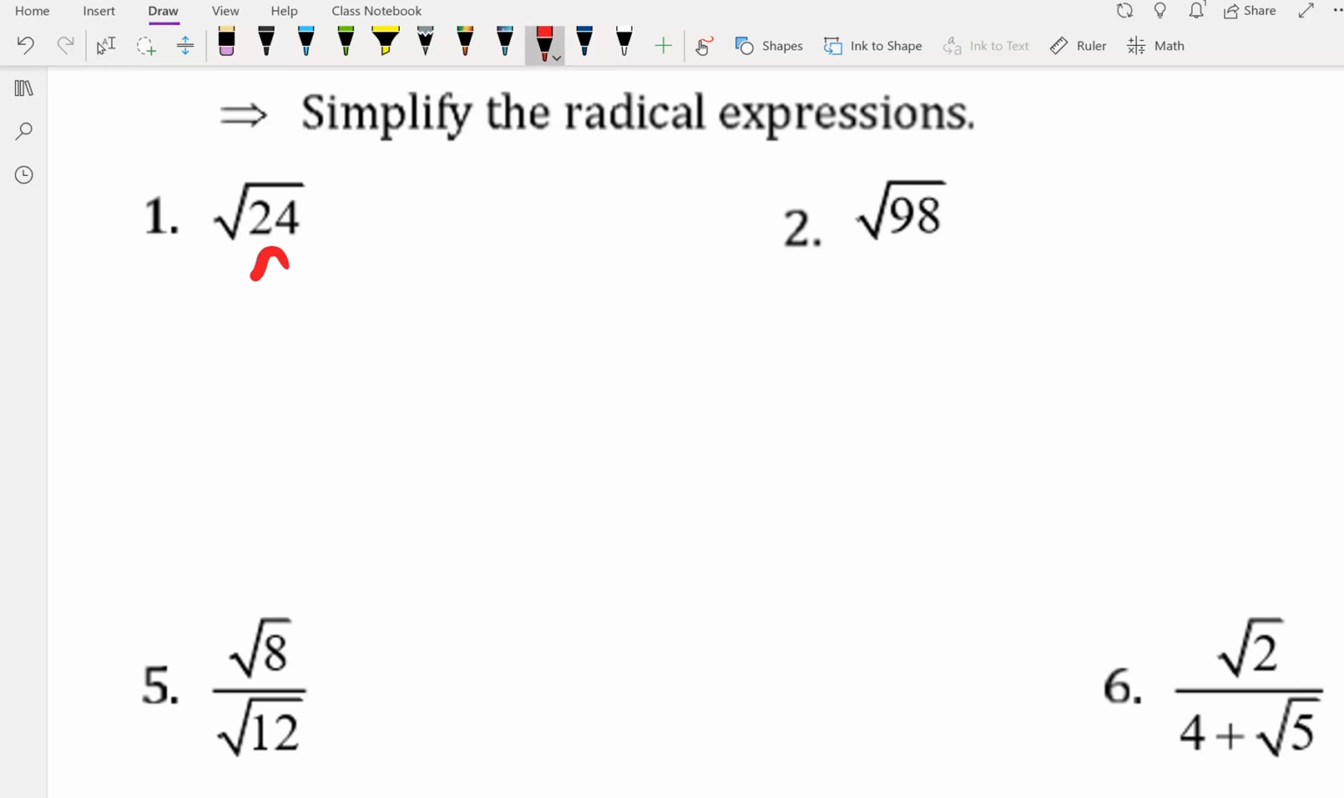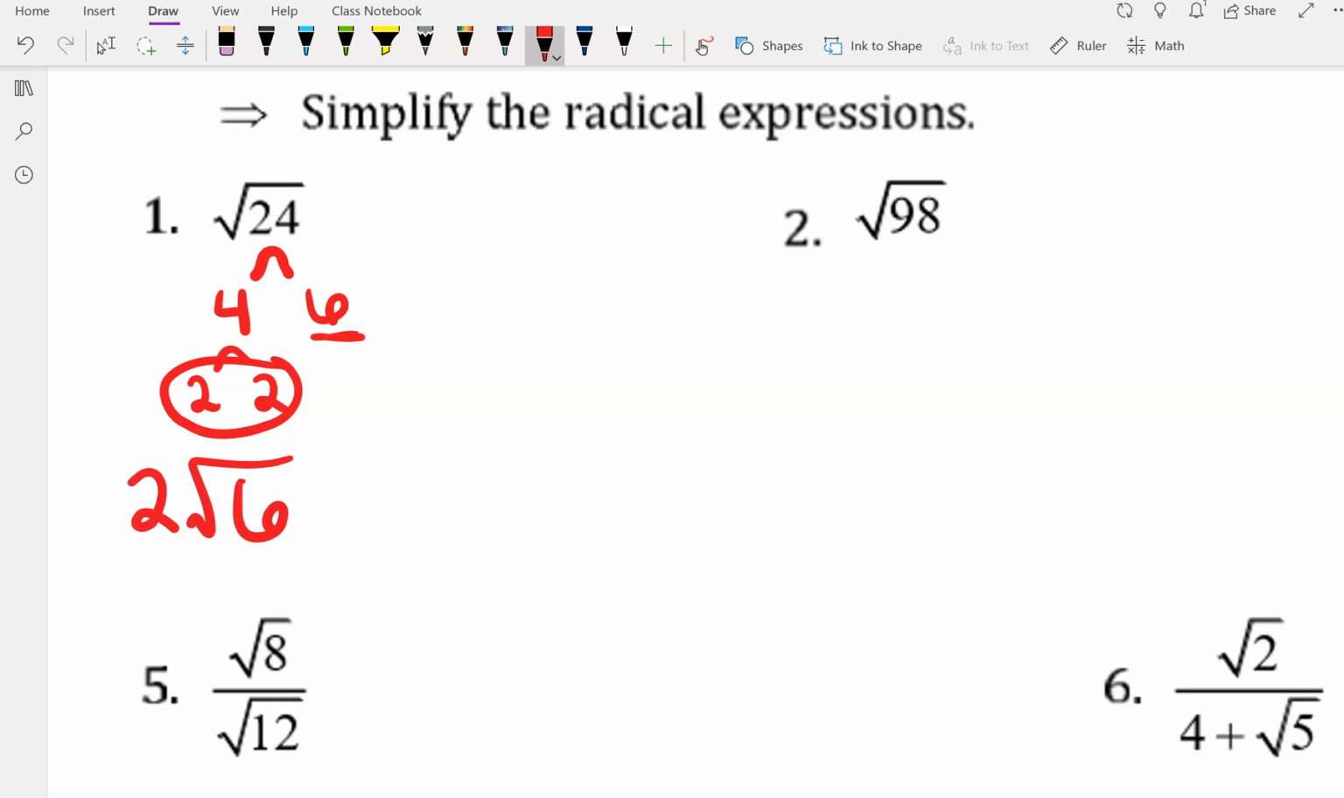So 24. Off the top of my head, I can't think of any super big perfect squares that go into 24. I do know 4 goes into it. That's a perfect square. 4 times 6 is 24. 4 breaks into 2 and 2. I would keep breaking 6 down, but I know that 6 only breaks into 2 and 3, and that won't give me any more pairs, so I'm just going to stop. The 2 comes out, the 6 stays in. So remember, pairs can come out.